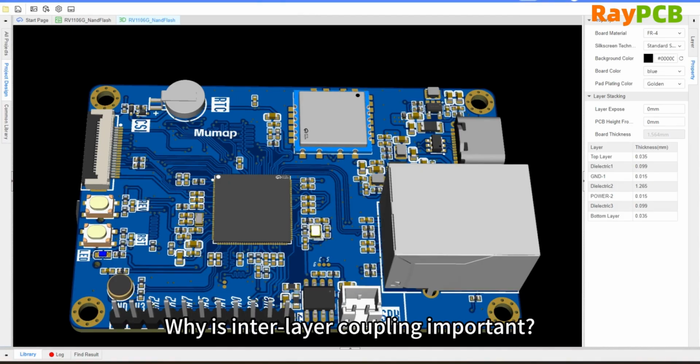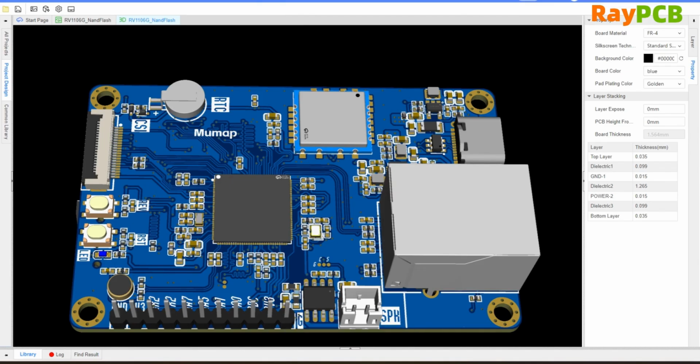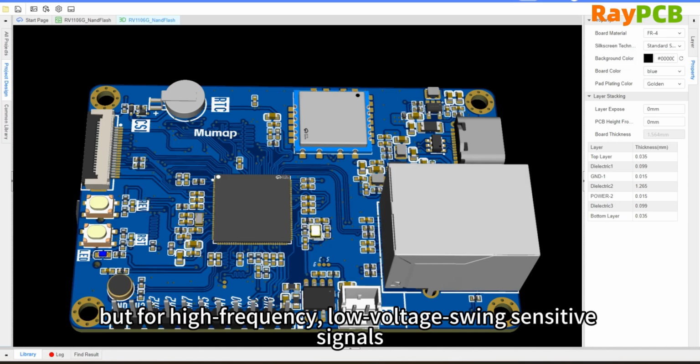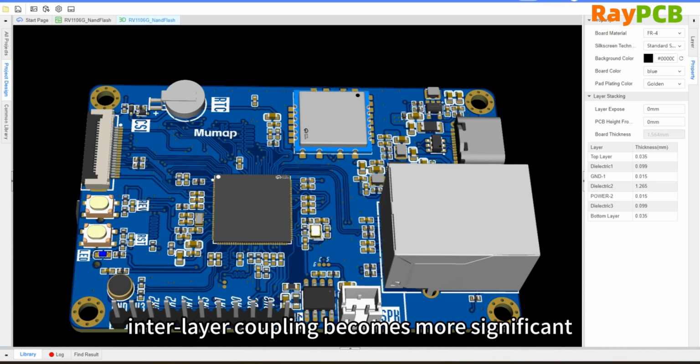Why is interlayer coupling so important? Although crosstalk caused by interlayer coupling is usually less significant than that within the same layer, for sensitive signals with high frequency and low voltage swing, it can still cause performance issues. This is especially true when the signal layer is split, has many vias, or overlaps with distant layers. Under these circumstances, interlayer coupling becomes even more pronounced.